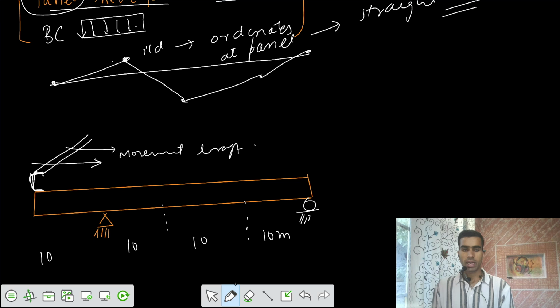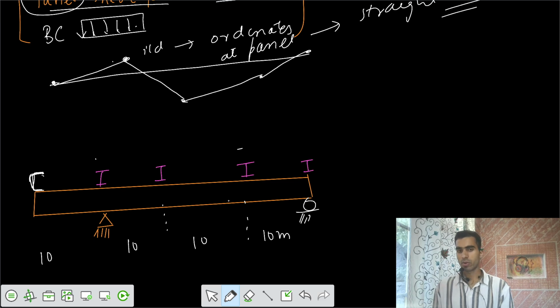Similarly at this point we have an I section also. At this point we have one more I section, and one more I section. We can say these are your beams. They are in this fashion. We might have some width of the road, or of the bridge, so accordingly we can have that. These are your cross beams.